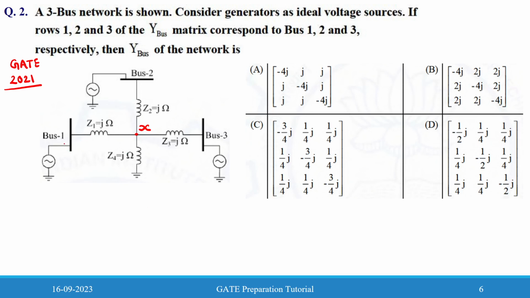So first we assume that the injected current at bus 1 will be I1, the injected current at bus 3 will be I3, and the injected current at bus 2 is I2. And the voltage at bus 1 is V1, then V2, V3, and the voltage at this node X is Vx.